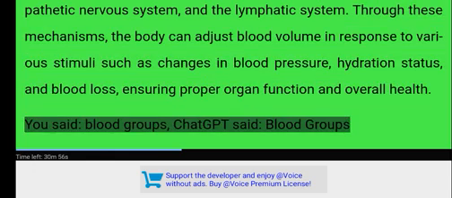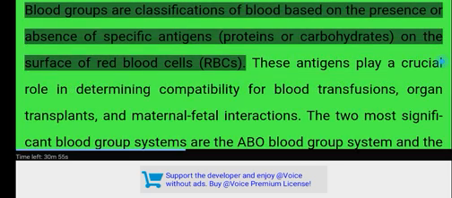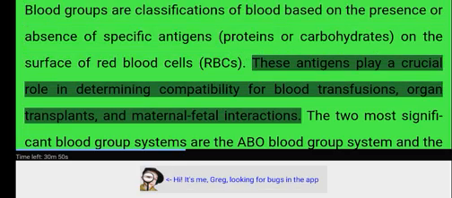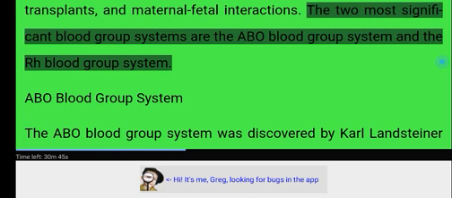Blood groups. Blood groups are classifications of blood based on the presence or absence of specific antigens, proteins, or carbohydrates on the surface of red blood cells, RBCs. These antigens play a crucial role in determining compatibility for blood transfusions, organ transplants, and maternal-fetal interactions. The two significant blood group systems are the ABO blood group system and the Rh blood group system.